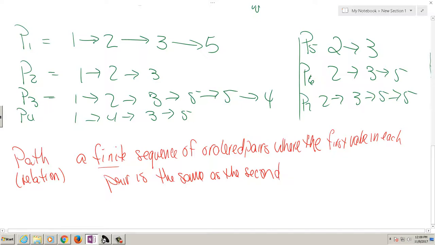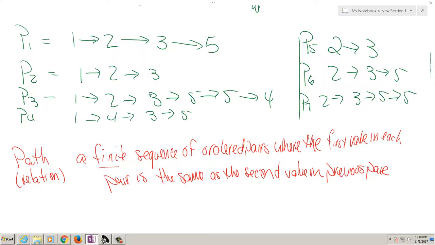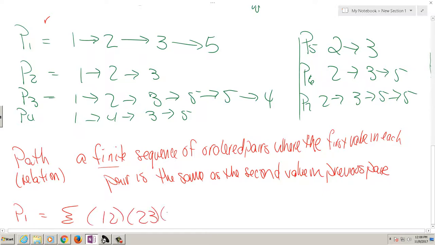Is the same as the second value in the previous pair. All right, so let's see if we can find a path. I'm going to define a path. I see that I have at least 7 or 8 of them listed above. If I wanted to indicate a path in terms of a relation, I will call this path 1. I can actually write this as a set of ordered pairs. This path right here is a set of ordered pairs: (1, 2), (2, 3), (3, 5).